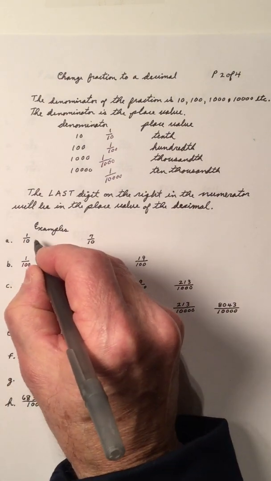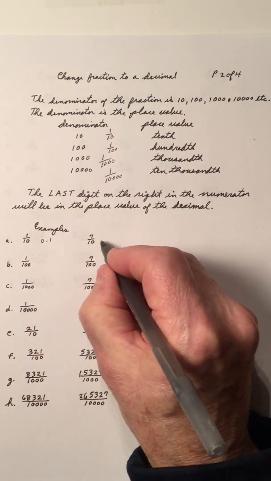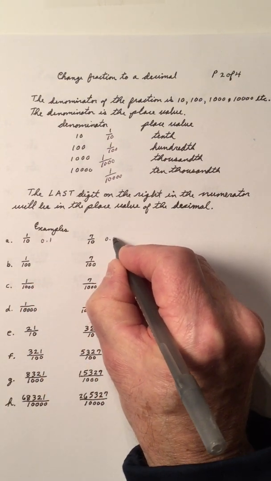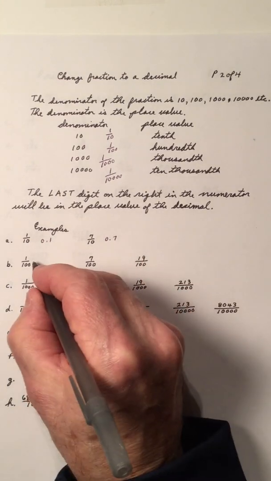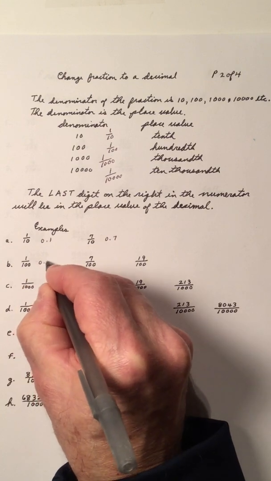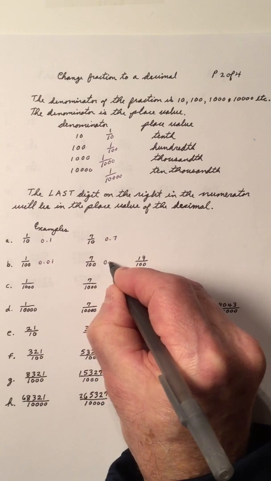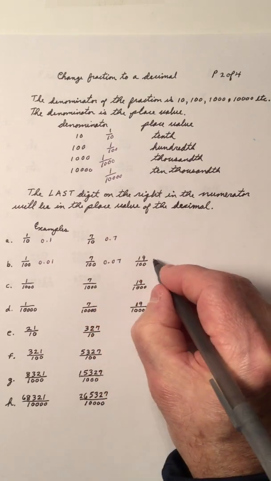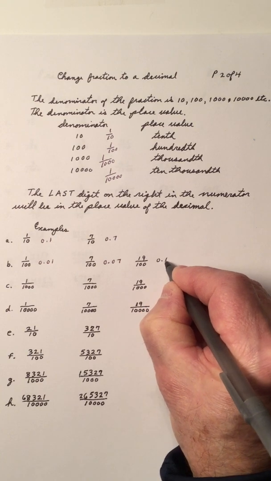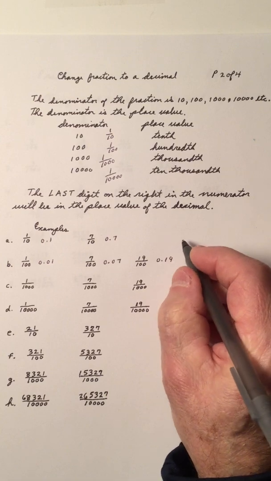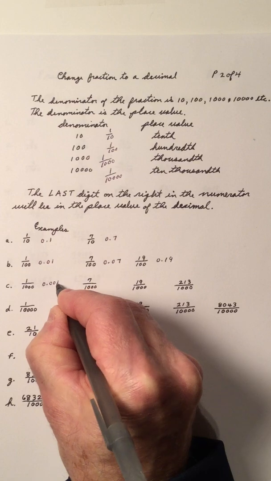So we have 1 over 10, so that's 0 decimal 1; the 1 is in the tenths place. 7 tenths, the 7 is in the tenths place, the first place to the right of the decimal. 1 over 100, the 1 is in the hundredths place, which is the second place. The 7 is in the hundredths place, the second place to the right. 19 over 100, the 9 is in the hundredths place, so the 1 has to go into tenths.